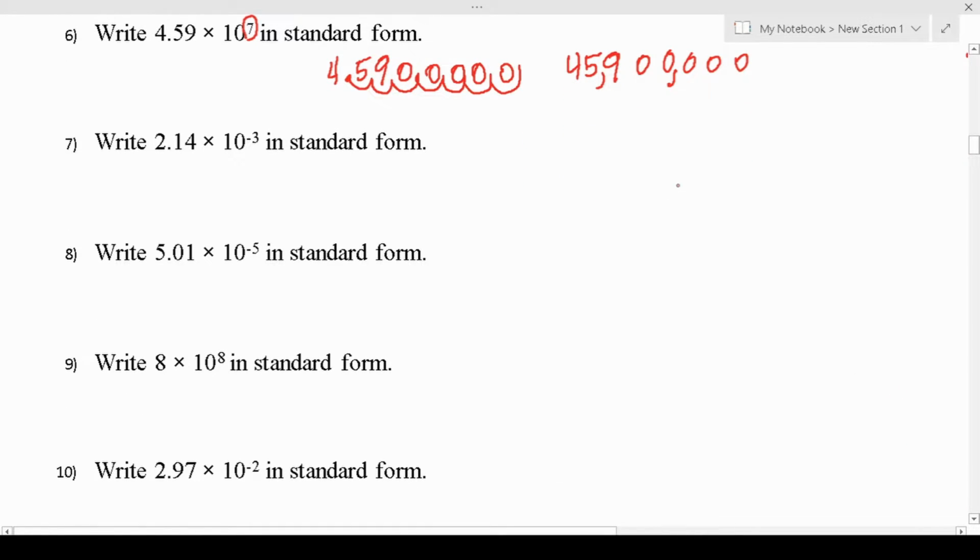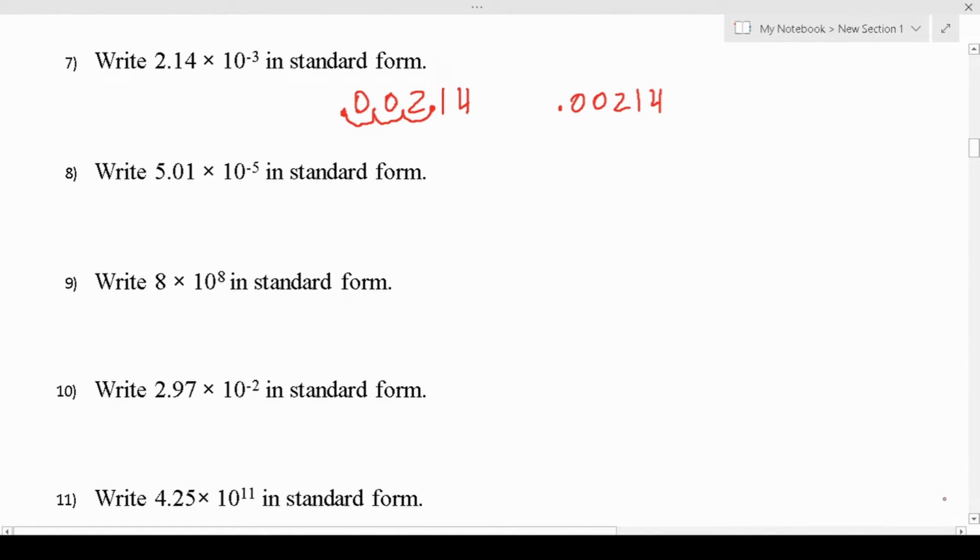Let's do the same thing for number 7. Let's go ahead and write down 2.14 to start, since we know we're going to be shifting its decimal. According to this exponent, since it's negative, we know we're going to be shifting it to the left, and this number is going to be very small. More specifically, we're going to shift it 3 times to the left, so that's going to be 1, 2, 3. Fill in our zeros as needed. So we can see that this number is 0.00214.